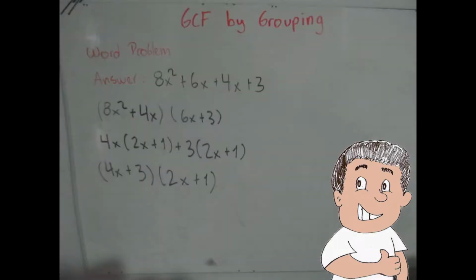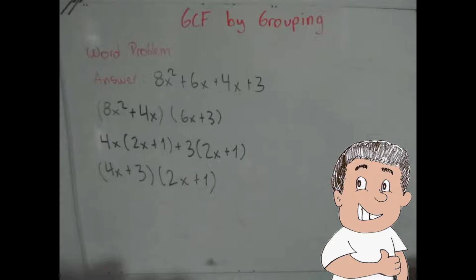This is the answer. First, we need to put all the terms in the expression from the highest to the lowest. This is ax to the second power plus 6x plus 4x plus 3. Then we need to group the terms. The first parenthesis is ax to the second power plus 4x, and the second parenthesis is 6x plus 3. Then we need to find the GCF of both terms. In the first term, the GCF is 4x. That multiplies 2x plus 1.